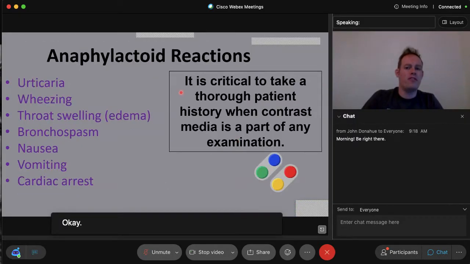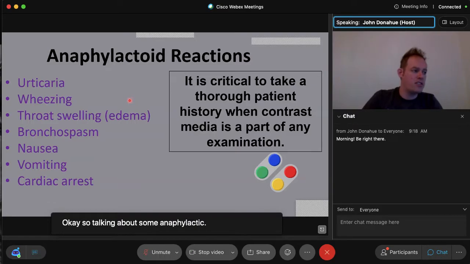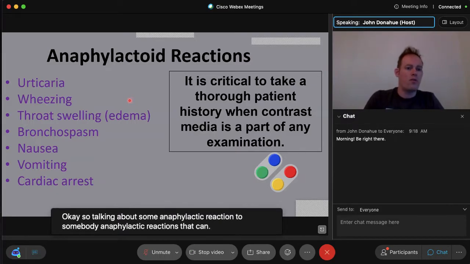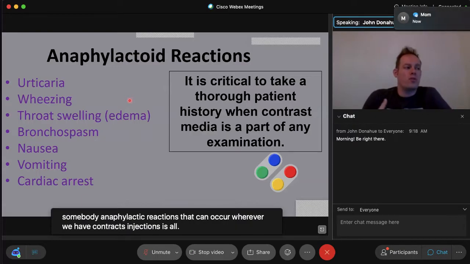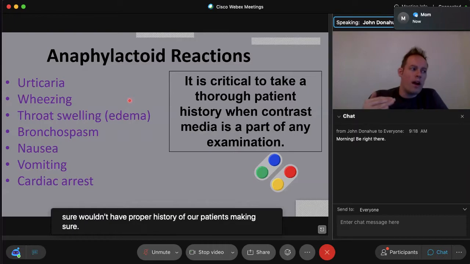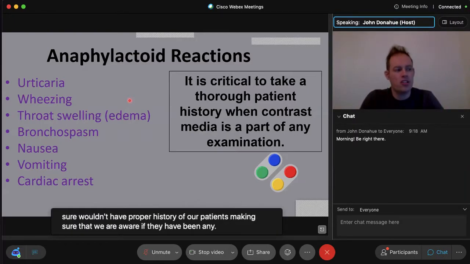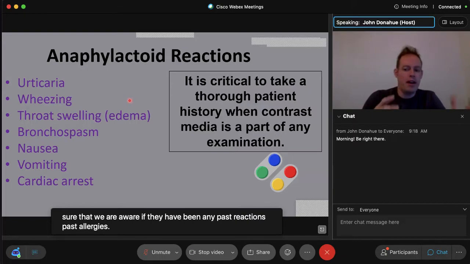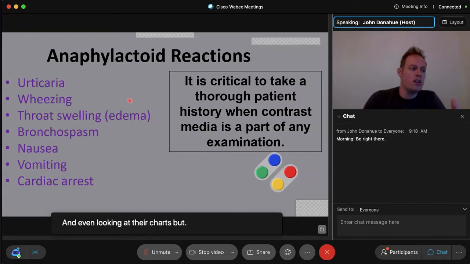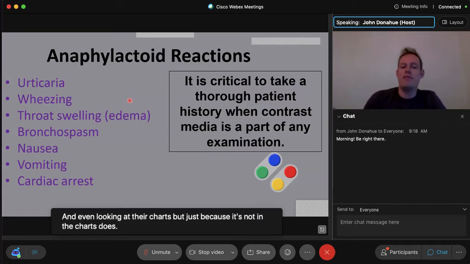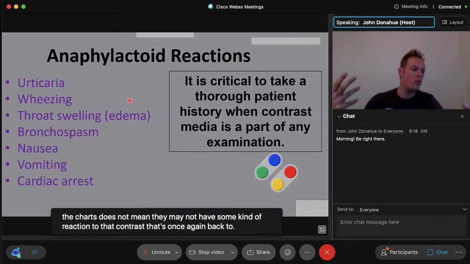Okay, so talking about some anaphylactoid reactions. These are some of the anaphylactoid reactions that can occur whenever we have contrast injections. This all comes back to making sure we're doing a proper history of our patients, making sure that we are aware if there have been any past reactions, past allergies, and even looking in their charts. But just because it's not in the charts does not mean they may not have some kind of reaction to that contrast. That's, once again, back to patient care 101.